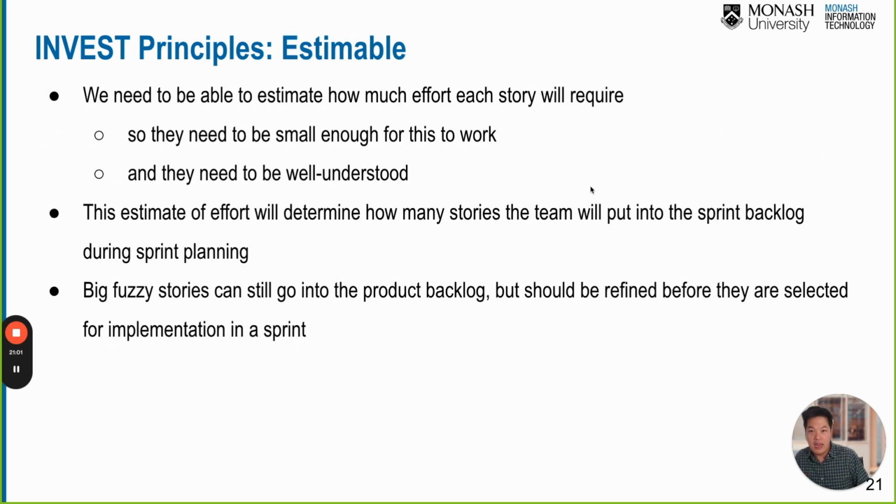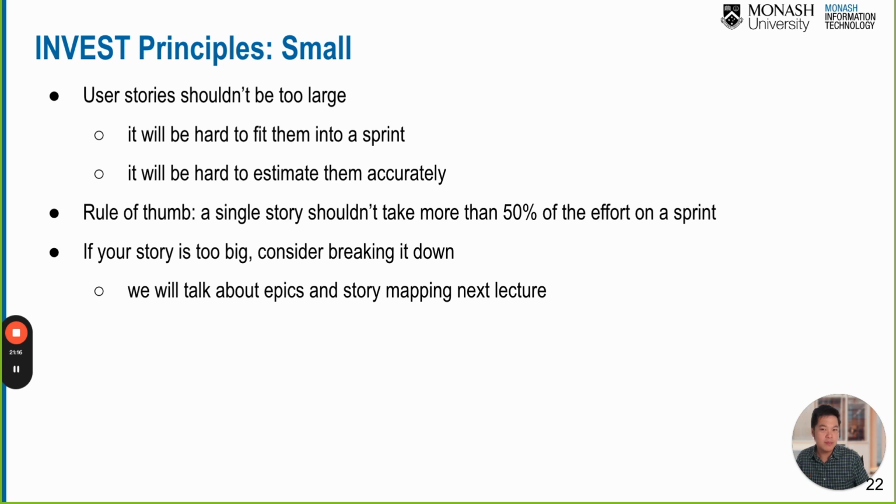Valuable. And estimable means we are able to estimate the effort for each user story. It should not be too large or too big, and it should be small enough to fit within the sprint, so we can accurately estimate the story points easily. A rule of thumb is that a single user story shouldn't take more than 50% of the effort of the sprint. If your story is too big, you should consider breaking it down into smaller ones.